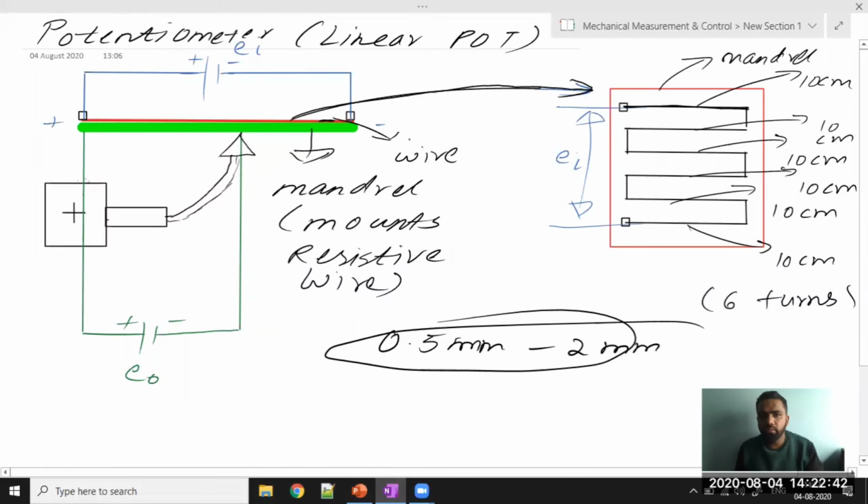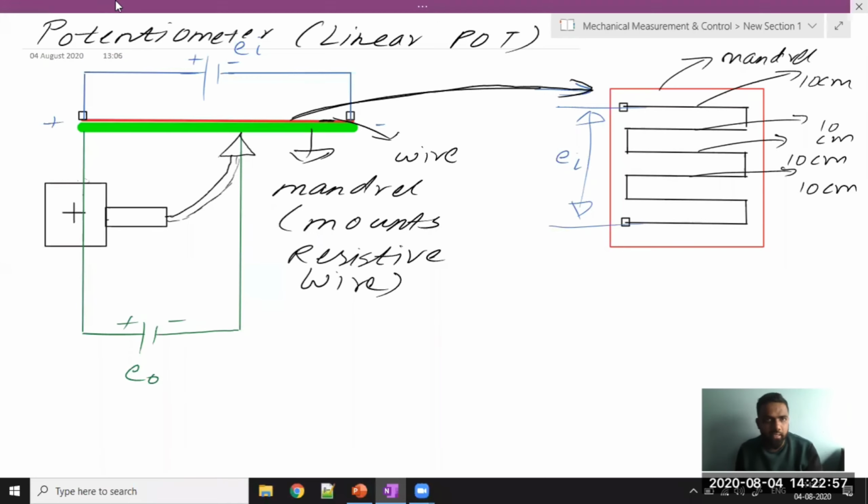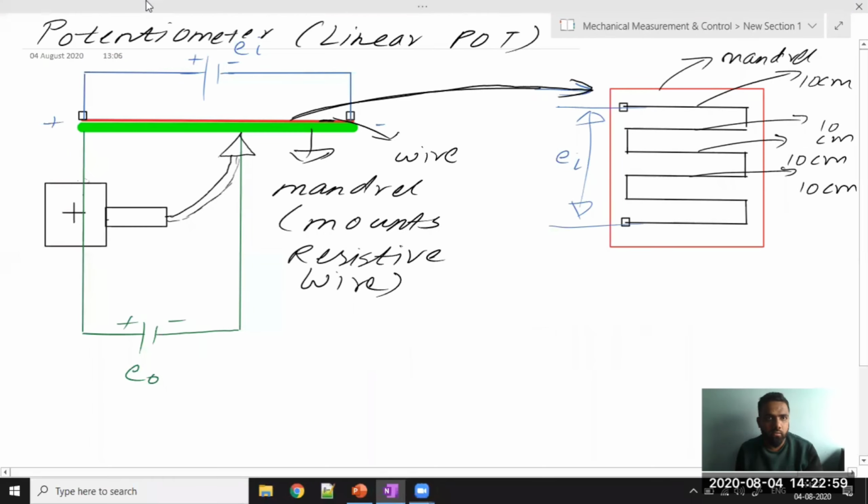So why do we do this? Look at what I've drawn in the diagram. I'll just take another color. Can you see this part? This is my wiper. The wiper will not only be placed at one point. Suppose the wiper is touching the wire. I have shown it in the other way. The wiper will touch the wire.